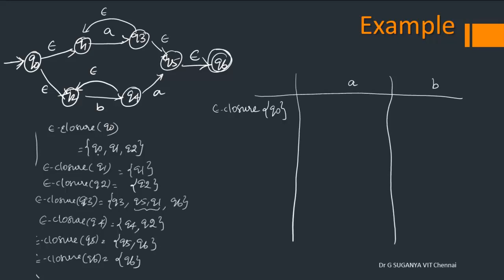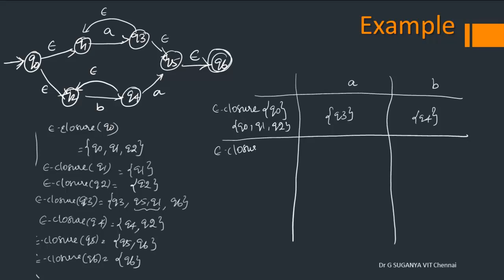Already we found this. It is Q0, Q1 and Q2. So you have to find the transition from Q0, Q1, Q2 on A. From Q0 we don't have a transition on A. From Q1 it is to Q3. And from Q2 on B it is to Q4. So as usual, you have to bring this state to be the next state with epsilon closure included.